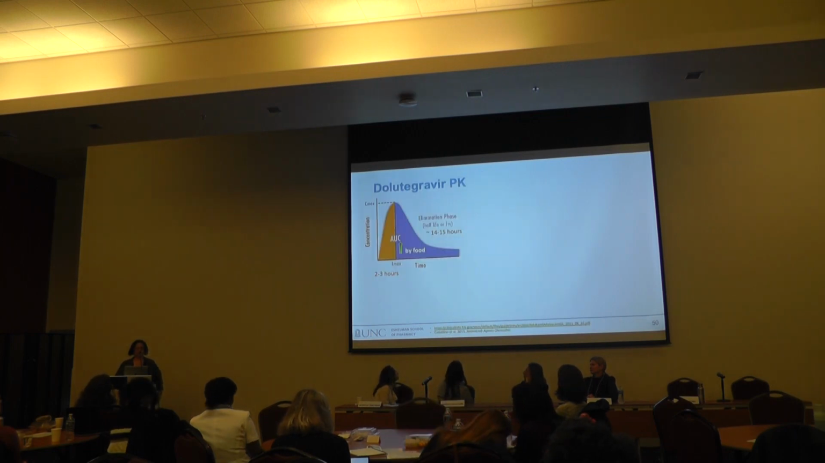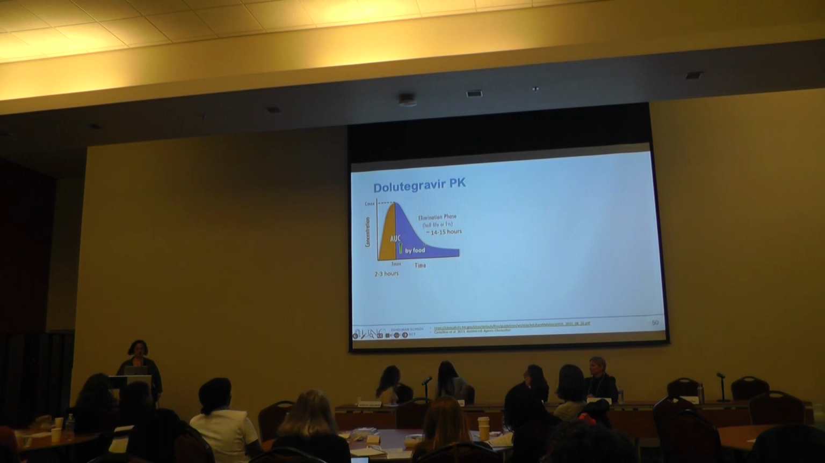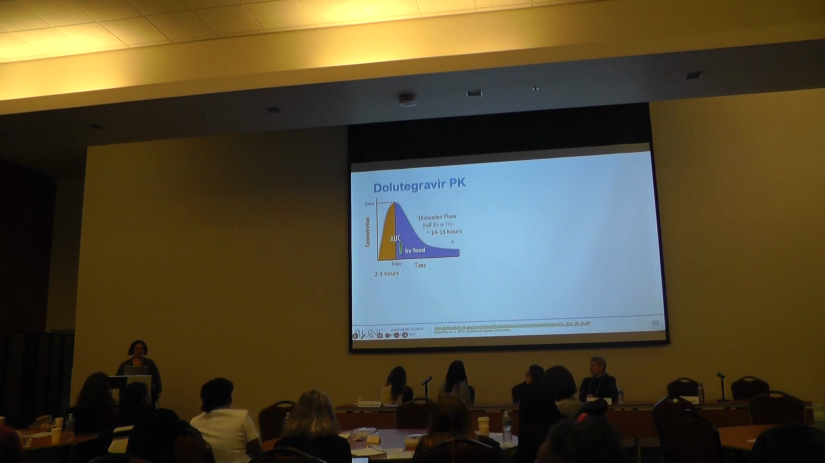All right, so just a quick overview of dolutegravir pharmacokinetics. So this is a concentration time curve here. This shaded in area is the area under the curve. For dolutegravir, that exposure is increased if the drug is taken with food. We can see that it reaches its highest peak concentrations, or Cmax, at about 2 to 3 hours, which is referred to as the Tmax. And we can see from this as well that it has a half-life of about 14 to 15 hours, so it's dosed once a day.